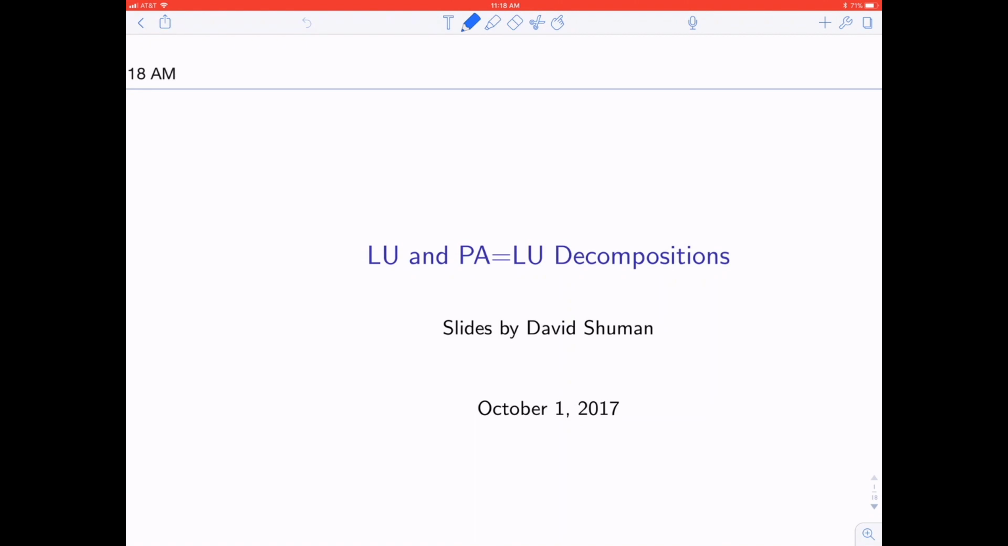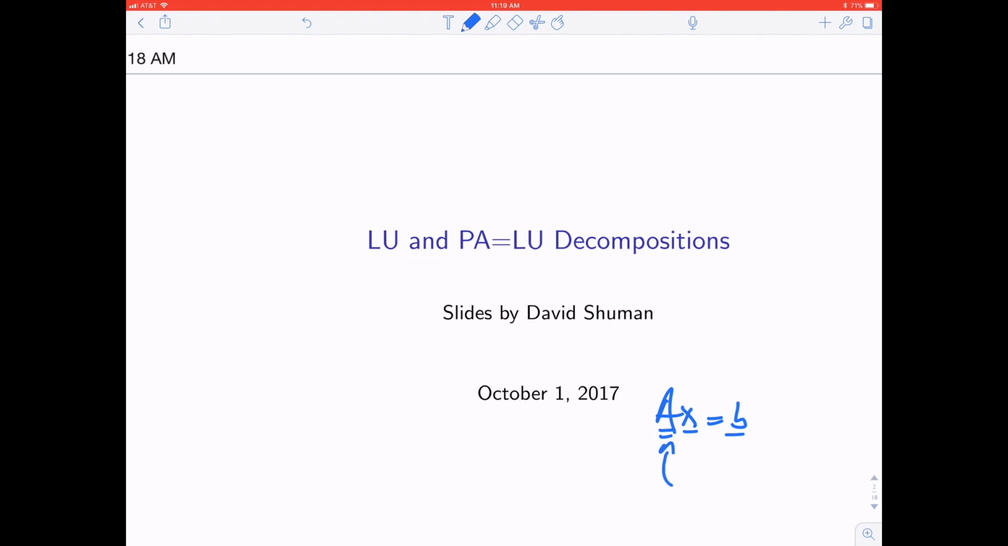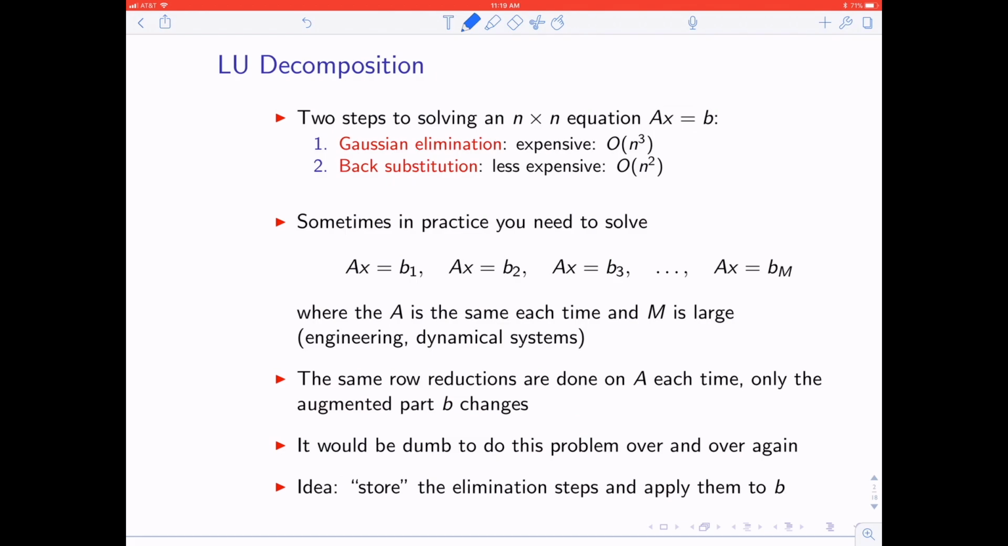Welcome to this lesson on matrix decompositions, where we're going to again be solving AX equals B, and our methods are going to depend on being able to factor the matrix A in different ways. So first we can talk about LU decomposition.